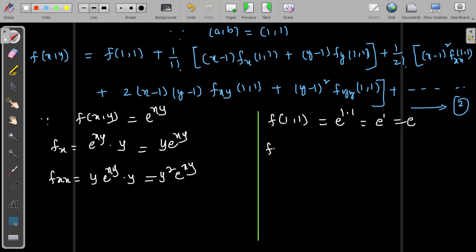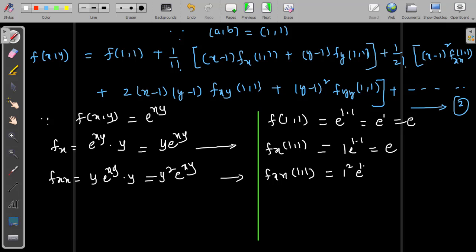Now the fx value at 1 comma 1 we will find with the help of this function. This will give you 1 times e power 1 times 1, which means e only. After that, f double x at the same point 1 comma 1: plug in the values 1 comma 1. 1 square is 1, times e power 1 times 1, which gives e only. Three results are finished as of now.